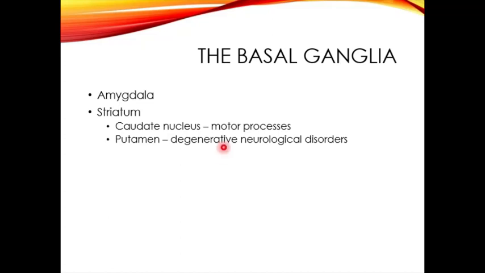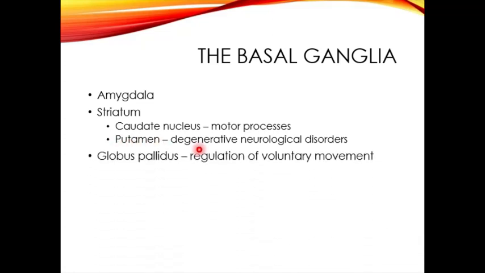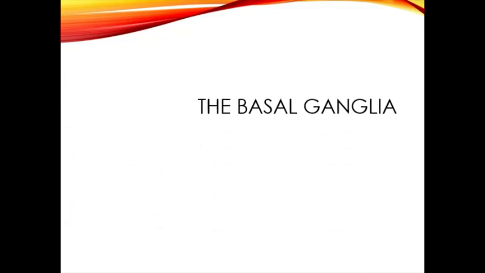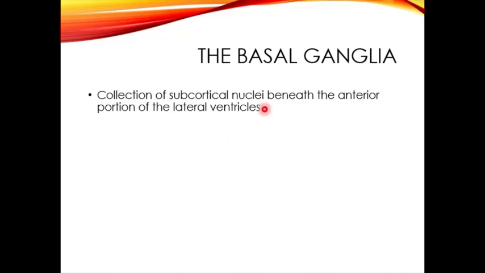So, caudate nucleus, putamen. So, kapag nasira ang putamen, dito nagkakaroon ng degenerative neurological disorders. So, yung Alzheimer's, dementia, ito yan, nagkakaroon ng problem sa kanyang putamen. Globus pallidus, regulation of the involuntary movement. Hindi ko na 'to masyadong include. Nakita ko lang. Okay. Yan, basal ganglia, collection of subcortical nuclei, no? So, involved in the control of voluntary movement.